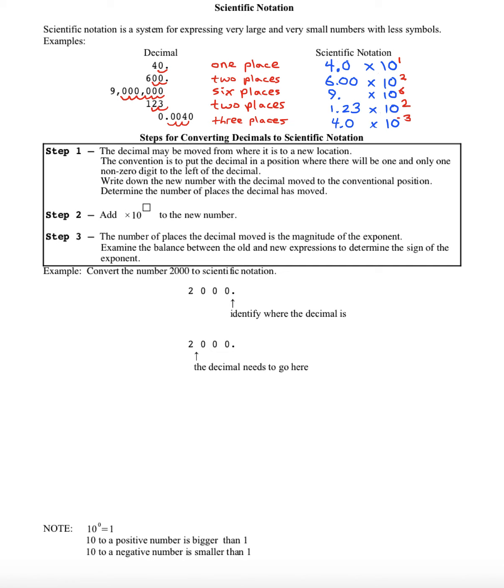Now, what do I mean by examine the balance? Like, how does that help you determine what the correct sign of the exponent should be? Well, if you take this example, 2,000, currently the decimal is at the end. We want to move that decimal to the conventional position. So let's write out an equation here. 2,000 equals 2 times 10 to a power.